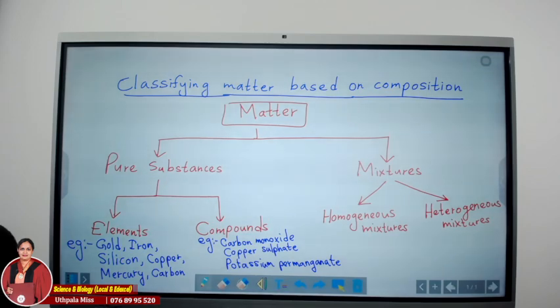Teacher, what are elements and compounds? So elements. Here we have given examples for elements. Elements are pure substances which cannot be further divided. Like when we say carbon monoxide, Shamla, it contains two elements, carbon and oxygen, right? Done, miss. So compounds are made out of elements.